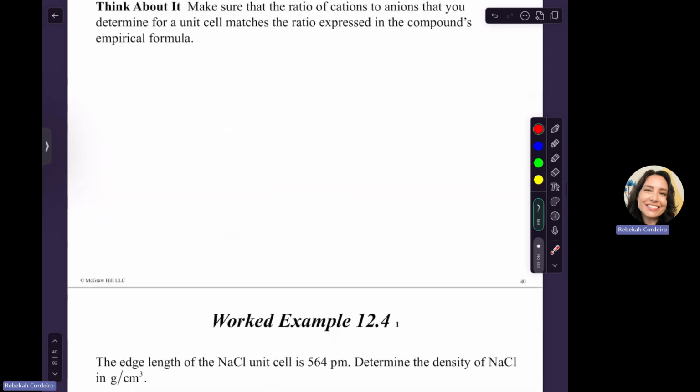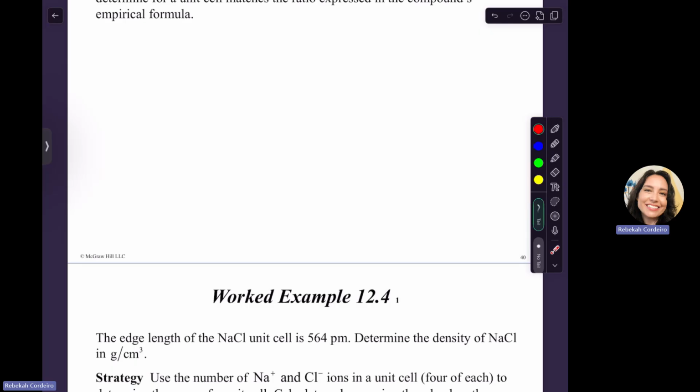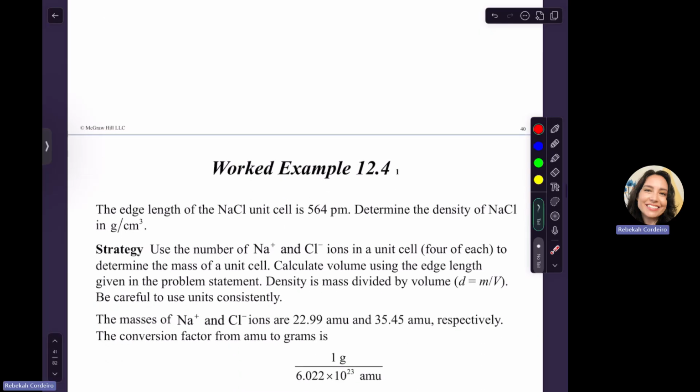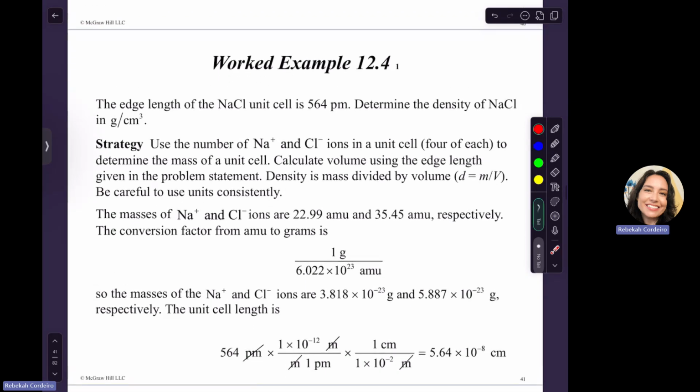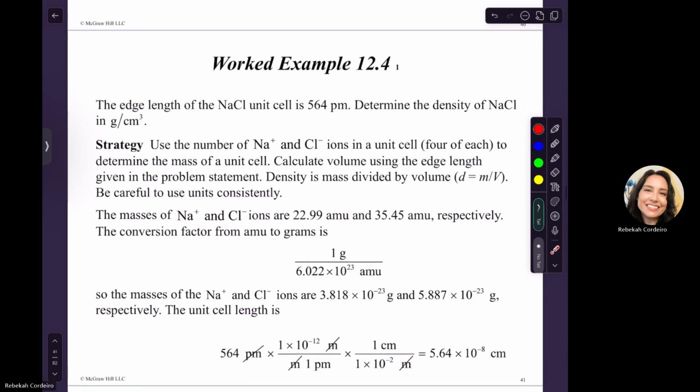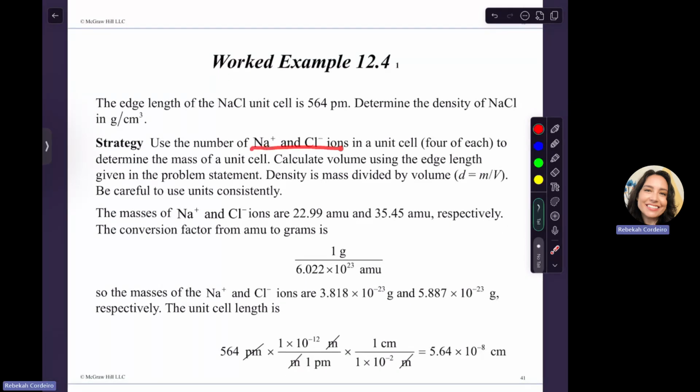So here's another example. So the edge length of the sodium chloride unit cell is 564 picometers. Determine the density in gram per cubic centimeter. So try it and then come back. I know these are difficult, but you can do them. So we just got to break it down. So the strategy here is that we can know the number of the ions in a unit cell. There are 4 of each.